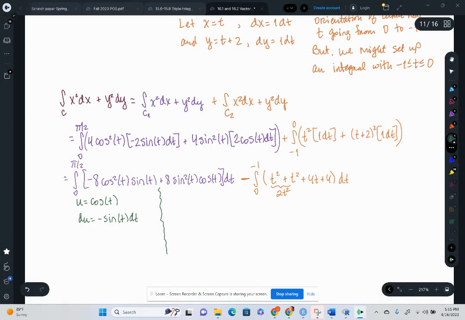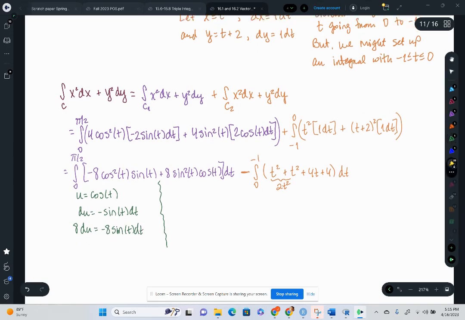So now I'm taking care of the minus, I'm taking care of the sine and the dt, but the 8 has not been taken care of. So if I multiply my du and my minus sine of t dt by 8, I get that 8 du is equal to negative 8 sine of t dt. All right, so I have a perfect replacement right here. That means that my integral is actually the integral of 8u squared du, which gives me 8/3 u cubed. All right, and I'll use that in a moment.